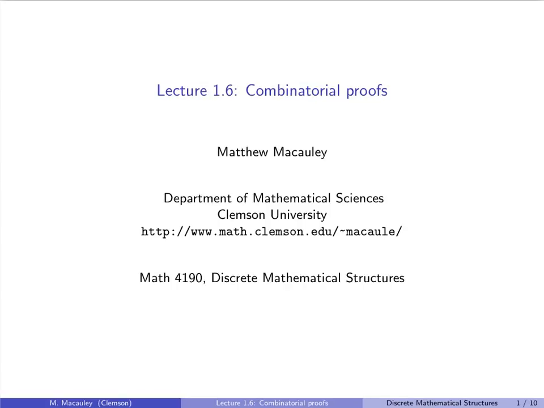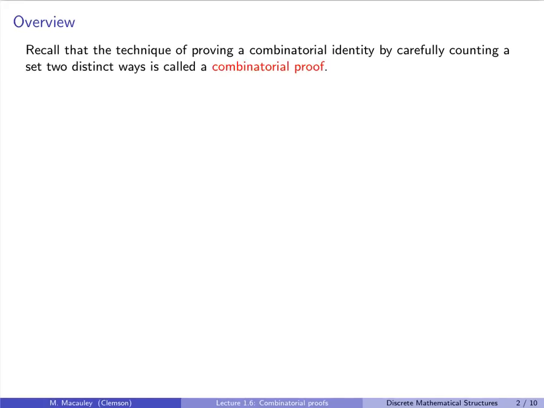Welcome to Lecture 1.6, Combinatorial Proofs. Recall that the technique of proving a combinatorial identity by carefully counting a set two distinct ways is called a combinatorial proof. Now, there are a few other proof techniques that are also called combinatorial proofs, so I'm not going to declare this one to be the definition of it, but it's just one of the most common examples.